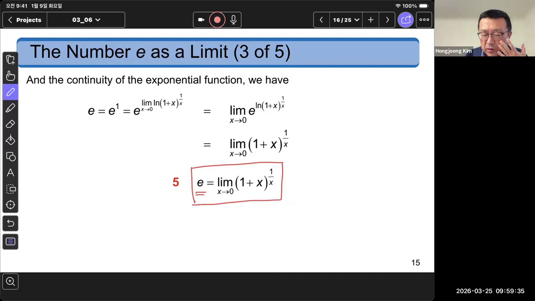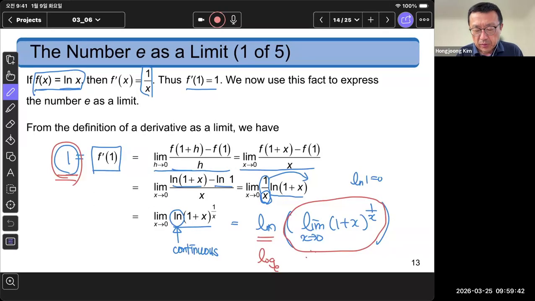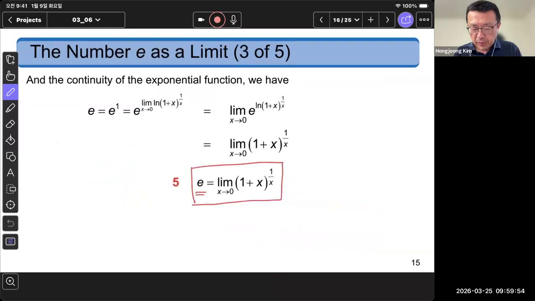So that was the result we could find from this simple fact, right? We observed f prime of 1 is 1. And this simple fact gives this formula: the limit of (1 plus x) to the 1 over x will be e.